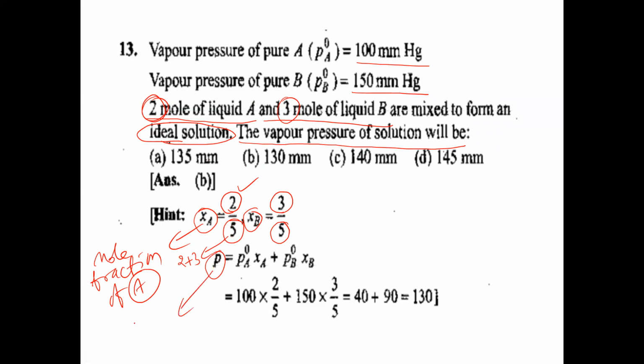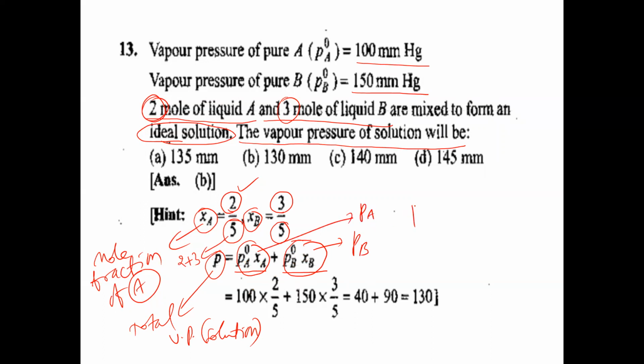So P is what now here? Total vapor pressure of solution. P total is equal to partial pressure of A plus partial pressure of B. Partial vapor pressure of liquid A plus partial vapor pressure of liquid B. So here PA plus PB, PA value plus PB value. So PA plus PB is equal to P total.